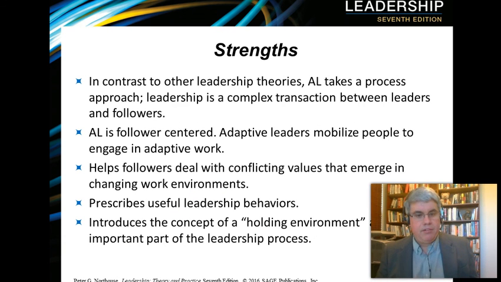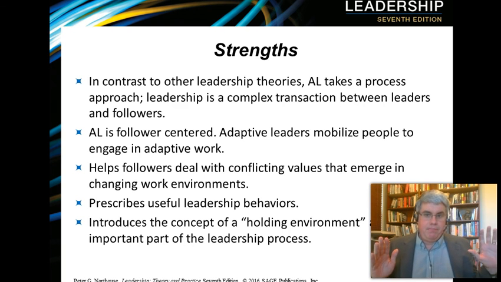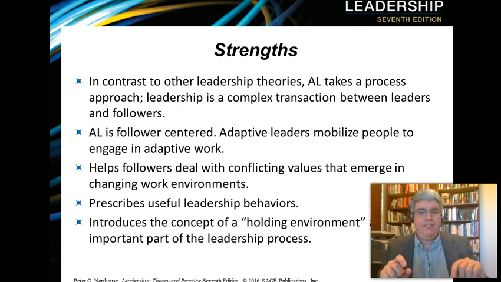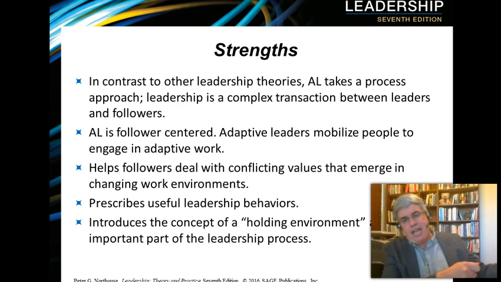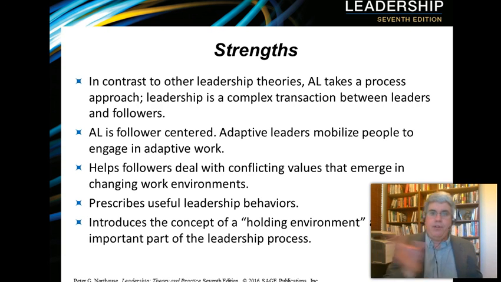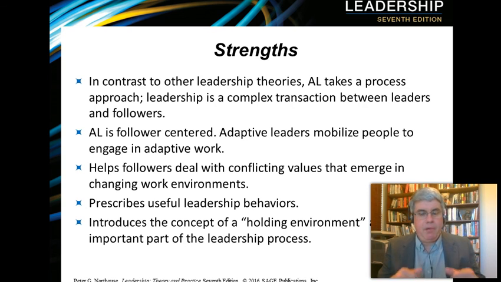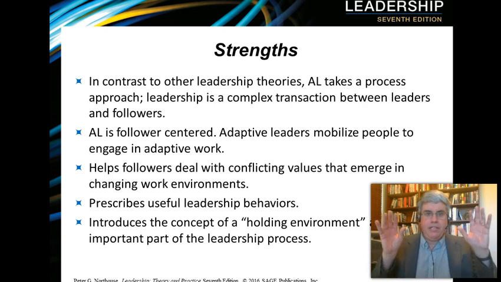Now, this leadership model has lots of strengths. So, in contrast to the other leadership models, this adaptive leadership takes a process approach. Leadership's a complex transaction between leaders and followers, so it's going back and forth continually, the dialogue. And it's very follower-centered. The adaptive leaders mobilize people to engage in the adaptive work. So the output of this model is not what the leader does, it's what the follower does. And the leader needs to do everything possible so that his or her followers accomplish the maximum amount of work with the best quality. So another strength is it helps followers deal with conflicting values that emerge in changing work environments by having the leader help focus the issues.